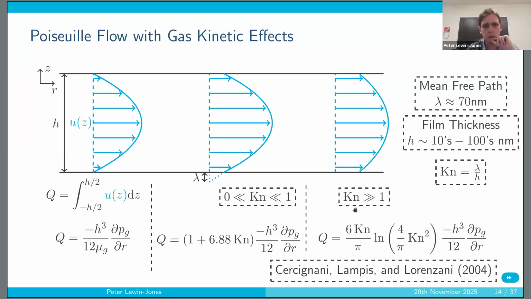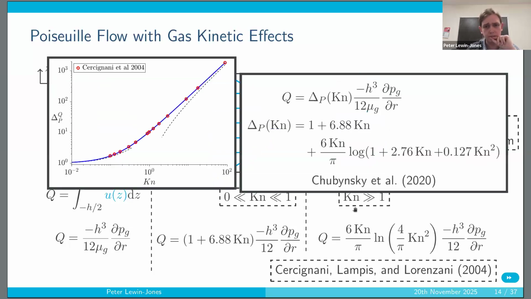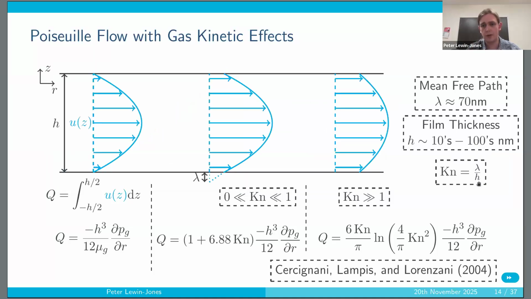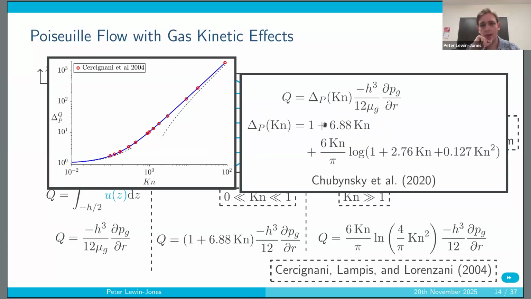And so what the previous work by my supervisors and collaborators did was to work out a fitted factor. This is in front of our volume flow rate here. We've got this delta P factor that's a function of the Knudsen number, which again is the ratio of the mean free path over our thickness. And this factor interpolates between these two extremes.